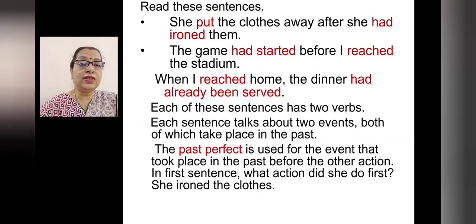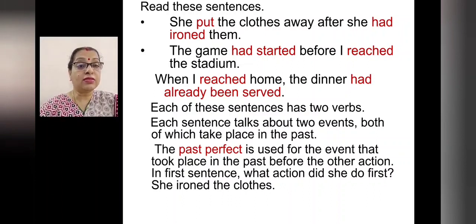Now read these sentences. She put the clothes away after she had ironed them. The game had started before I reached the stadium. When I reached home, the dinner had already been served. Each of these sentences has two verbs. Each sentence talks about two events, both of which take place in the past. The past perfect is used for the event that took place in the past before the other action.